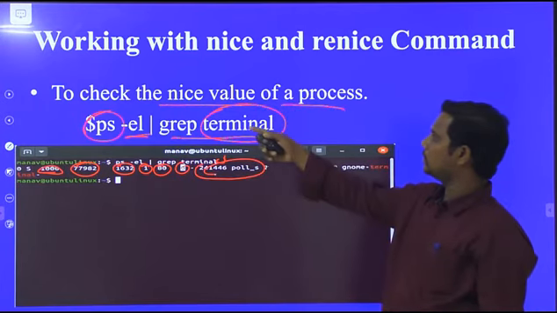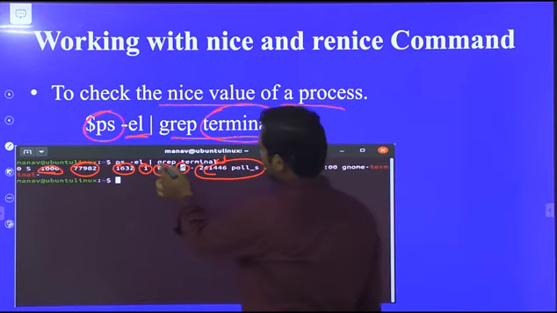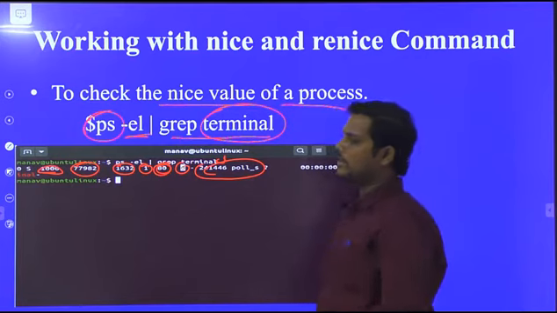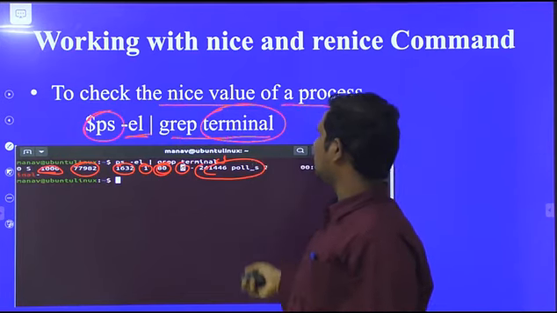So what is the output? To check the nice value of the process, the nice value is this one, the nice value of each process. We can check it using this command.